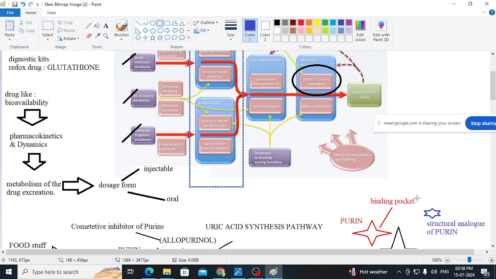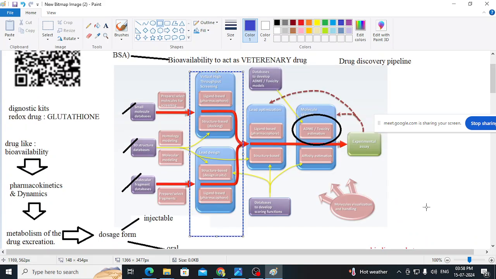Now we'll do a little hands on, so that we can do two things. One, we'll see if an already established drug is there, how it will interact, because this particular area is also very important.